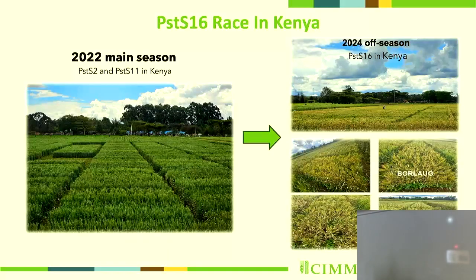These were just some of the lines that became susceptible, and among them was Borlaug 100, which was a very resistant cultivar and was released in a lot of countries. It stayed resistant until 2022, but in 2023, it got broken down. And even now, the recent data that I have collected shows it has gone up to 40, 50% severity in the field in Njoro, Kenya.